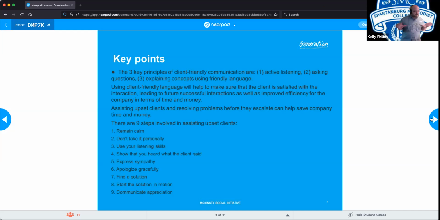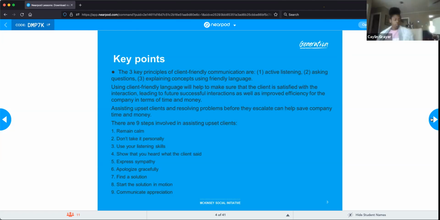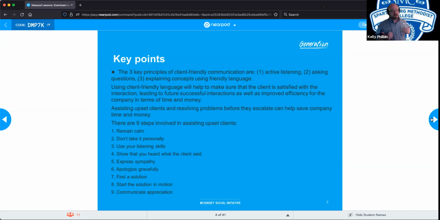So, the 9 steps that we are going to go over with regards to communicating with clients. Number 1, remain calm, because there are going to be many instances in IT where the person who comes in is having a really bad day. If they don't have access to what they need, they can't do their job, they have deadlines to meet, they're already under a lot of stress. You don't want to add to that by raising your agitation level to meet theirs. So you need to try to remain calm.